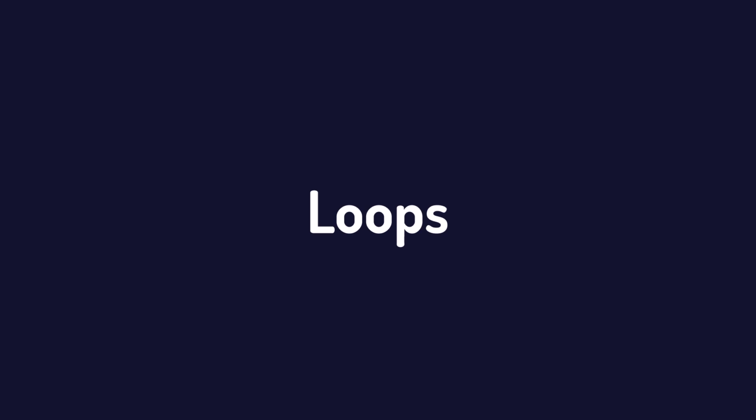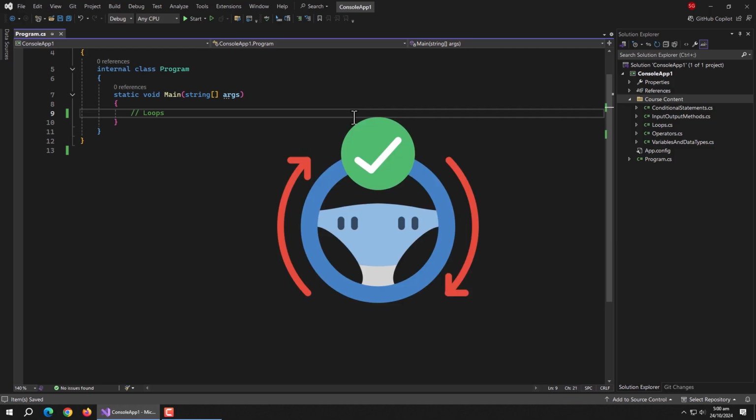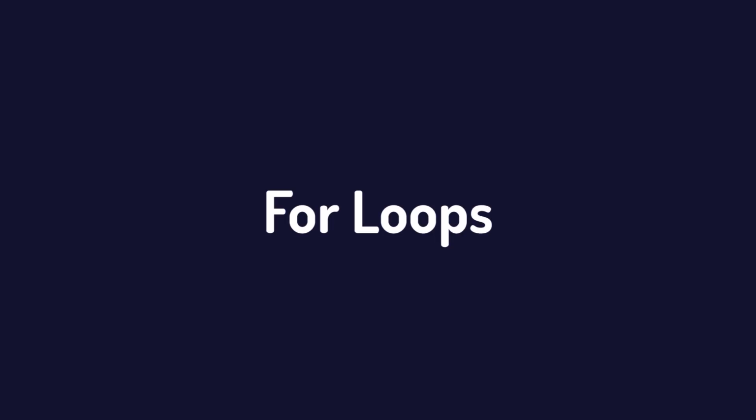Now, we'll talk about loops. Loops help you repeat tasks without writing the same code over and over. They're like your program's autopilot for repetitive tasks. Let's talk about for loops.